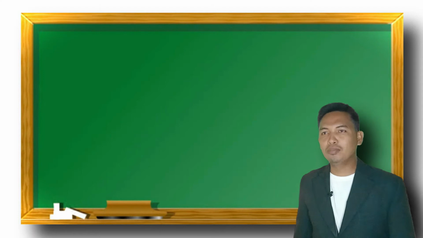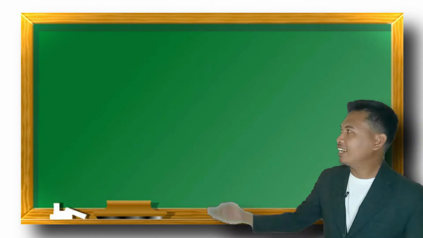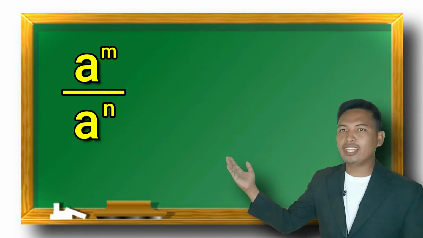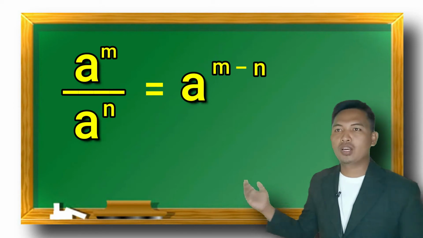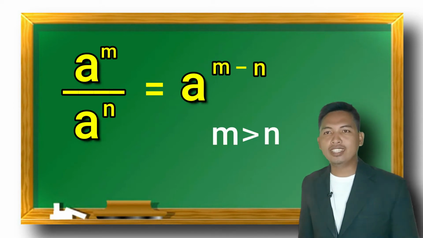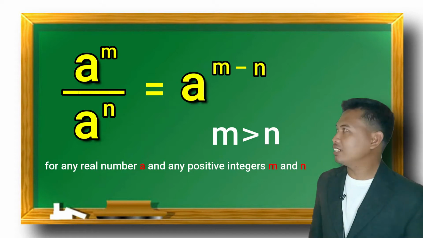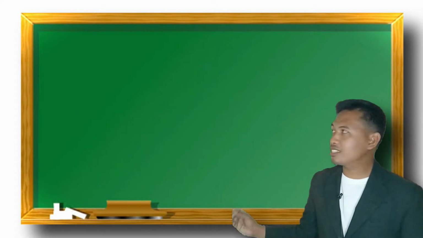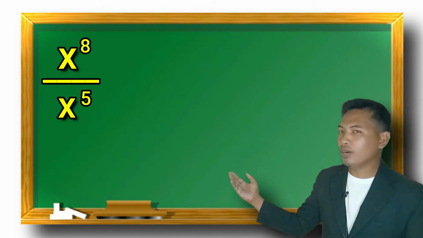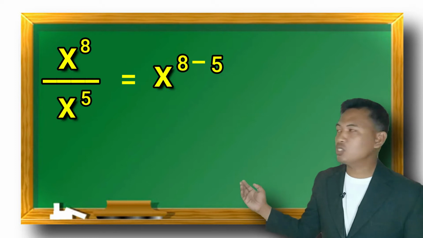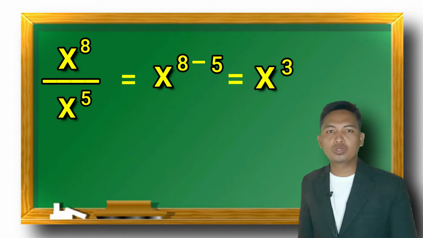Our lesson for today is all about the zero and negative exponent. So let us recall that a raised to m over a raised to n is equal to a raised to m minus n, for m is greater than n. For any real number a and any positive integer m and n, hence x raised to 8 over x raised to 5 is equal to x raised to 8 minus 5, which is equal to x raised to 3.